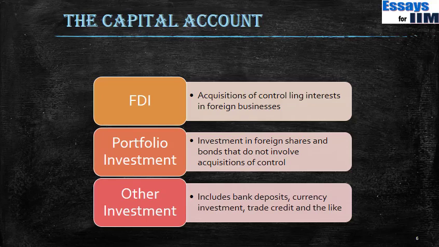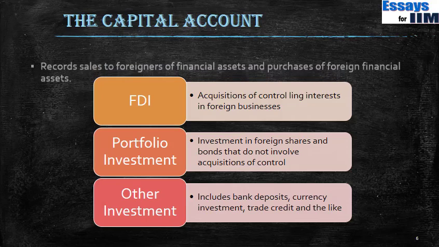Similarly, there can be other investments, which include bank deposits, currency investments, etc. So foreign companies could decide to come into India and buy a bank deposit, because Indian bank deposits pay a much higher interest rate than the bank deposits in the US. So those are the kind of capital investments which come under the capital account of the balance of payments.